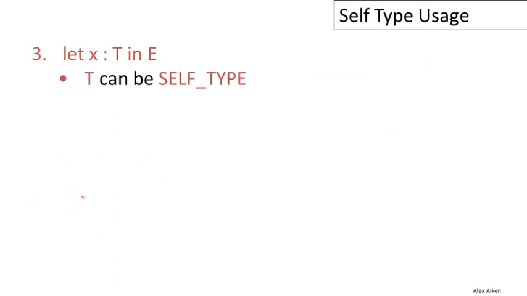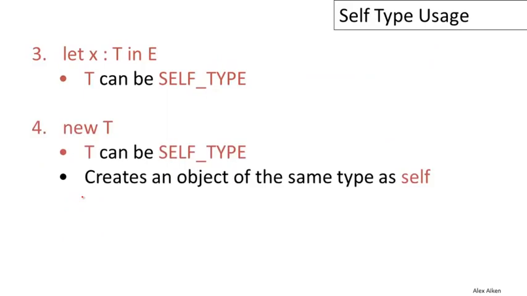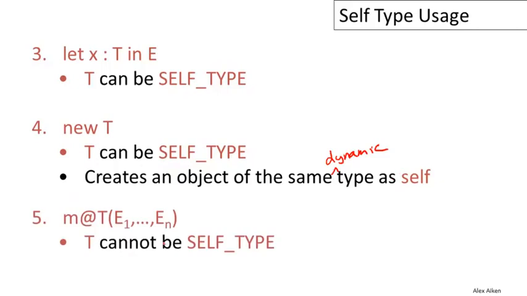Similarly, it's fine to have local let-bound variables that have type self-type. And it's fine to allocate a new object of type self-type. What this actually does is that it allocates an object that has the same dynamic type as the self object. So whatever the type of the self object happens to be, which is not necessarily the type of the enclosing class at runtime, the new T operation will create a new object of that dynamic type. The type named in a static dispatch cannot be self-type, again because it has to be an actual class name.